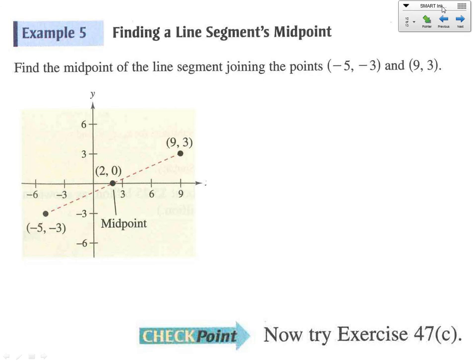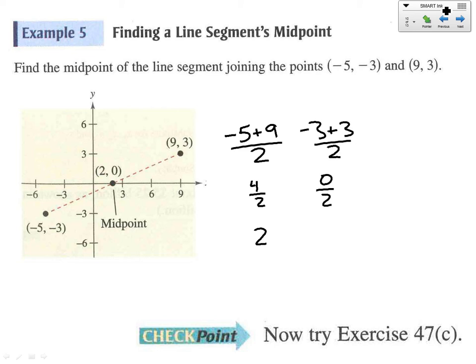What's the midpoint of negative 5, negative 3, and 9, comma 3? Start with the x's. Find the average of the x's. Negative 5 plus 9 divided by 2. That's 4 over 2. And so the answer there is 2. What's halfway between negative 3 and 3? Well, the answer there is 0. So we figured out the average of the x's. We figured out the average of the y's. 2 comma 0 is our answer. So 47C, just 47C, see if you can find the midpoint there.